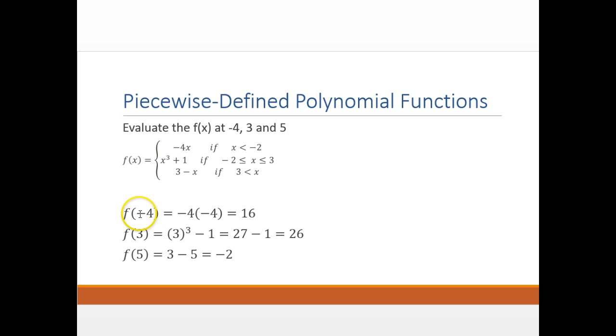So when I look at f(-4), we simply look at -4 as our x value, and we look at each of our pieces. Is -4 less than -2? Yes, it is. That means I'm going to plug into the top piece. -4 times -4 is 16.